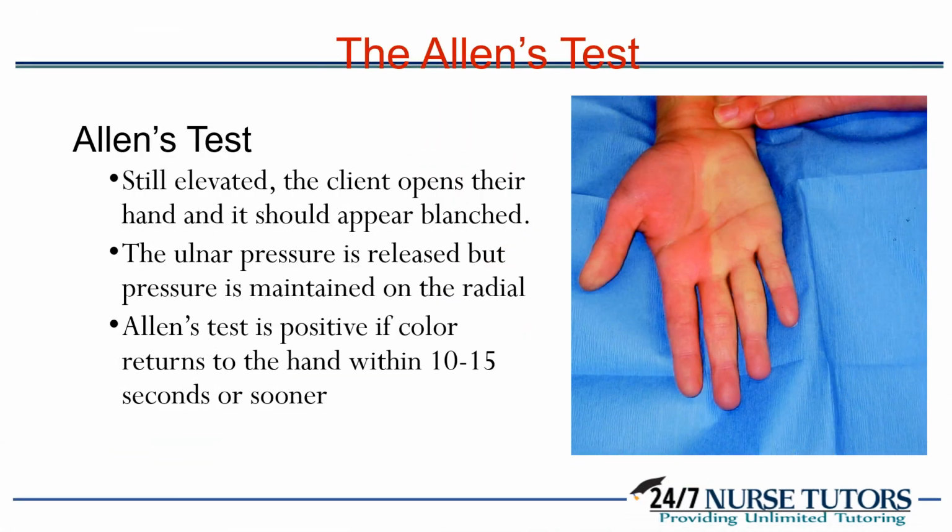Still elevated, the client opens their hand, and it should appear blanched. The ulnar pressure is released, but pressure is maintained on the radial. Allen's test is positive if color returns to the hand within 10 to 30 seconds or sooner. However, if color fails to return to the client's hand, the test is considered negative and the ulnar artery cannot be used for ABGs.